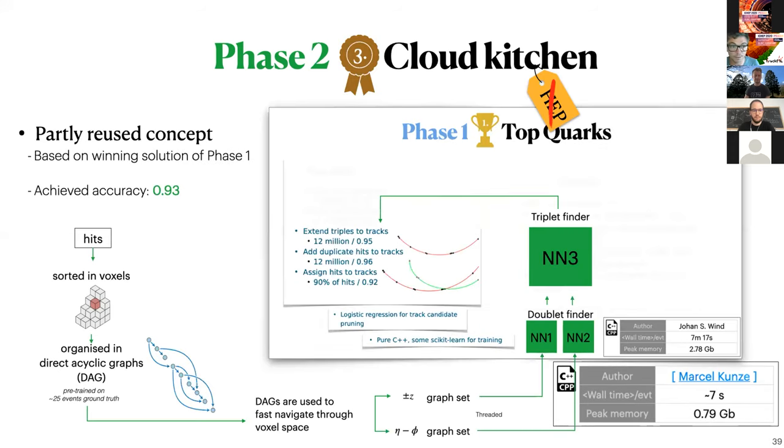And the third solution, and that's the last one I present here, is actually someone who took the winning solution of phase one, looked at the slow parts and replaced them with a direct graph solution, which was pre-trained in the neural network doublet and triplet finder, and fed it back into the algorithm, and won the third prize on that.